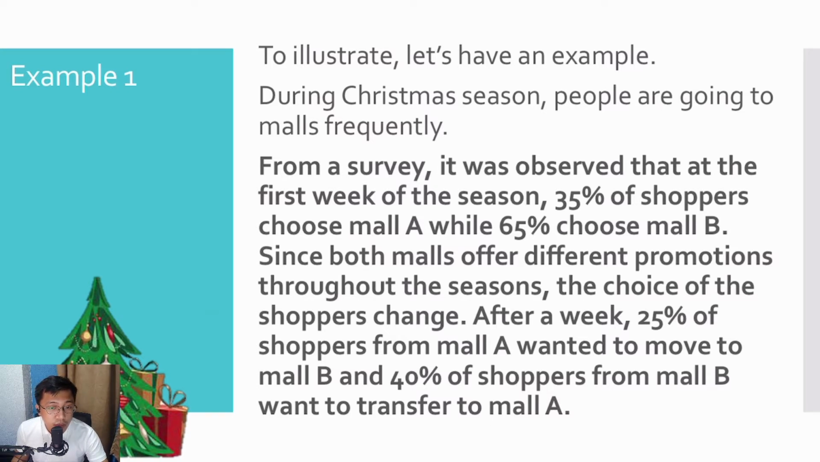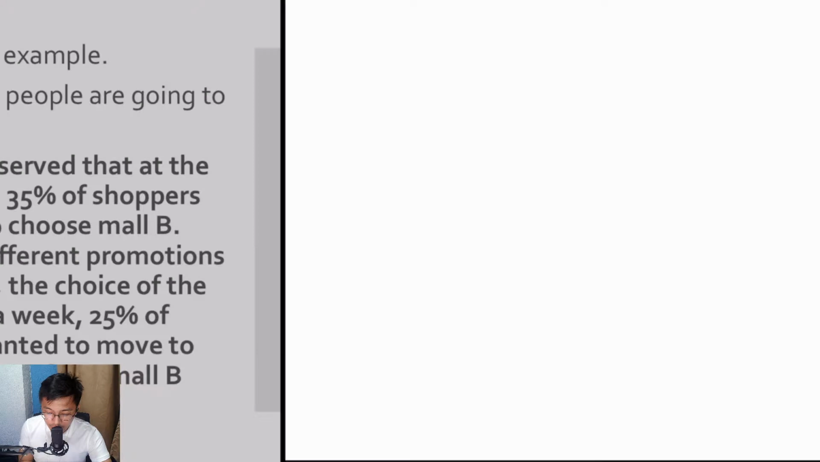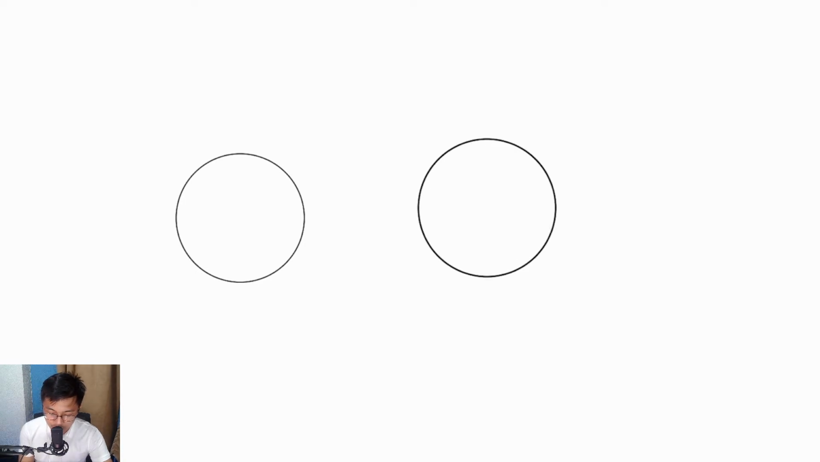So after a week, it was observed that 25% of the shoppers from Mall A wanted to move to Mall B, and 40% of the shoppers from Mall B want to transfer to Mall A. So how are we going to illustrate that in a graph? Let's have a blank page here. Let's create two circles, one for each mall. Let's say this is Mall A and this is Mall B.